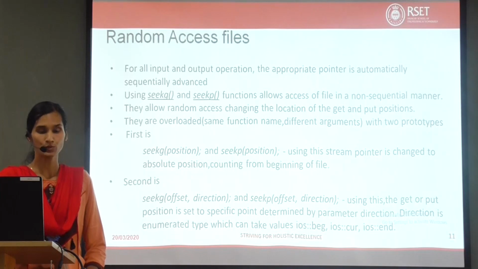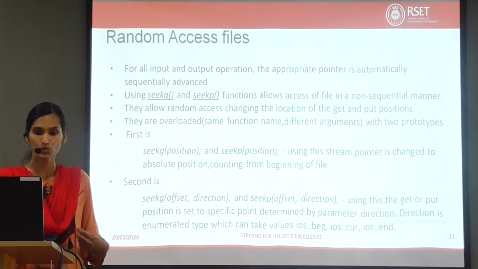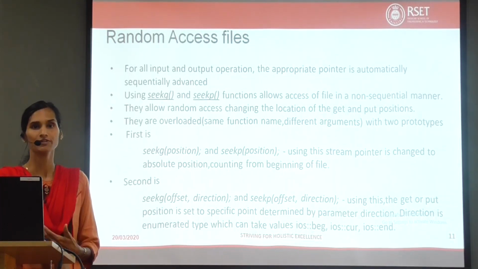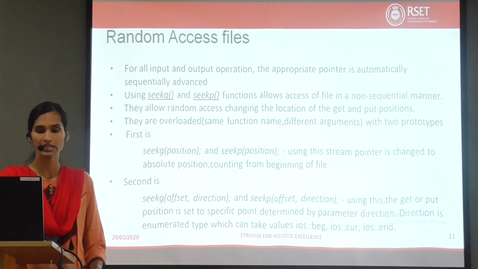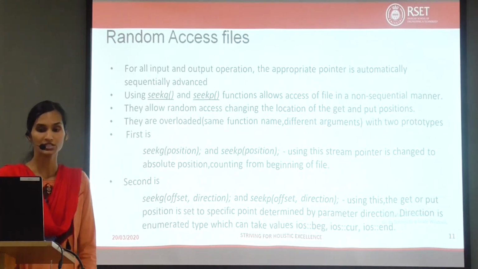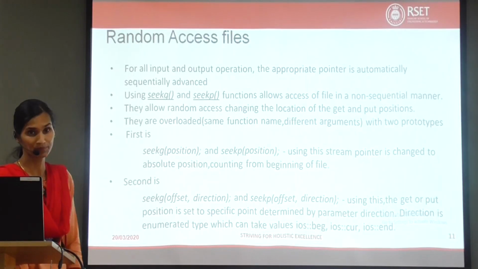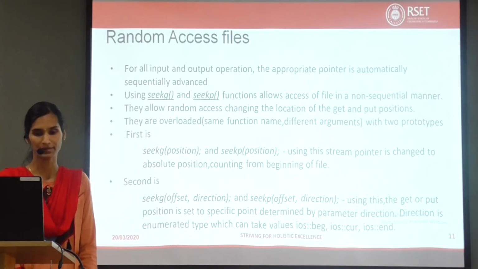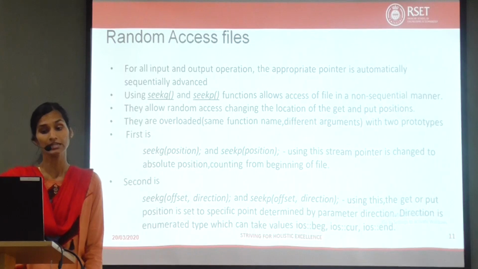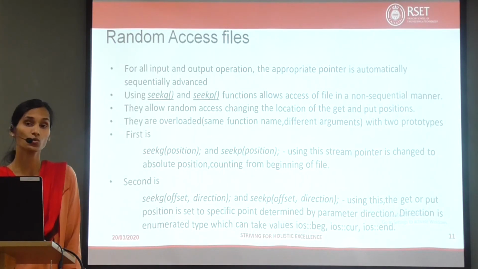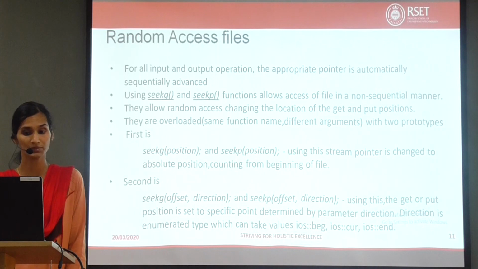So these get and put functions will be used, and they have to be told where to go in the file to be input, to be read or written. So for that case, we use the functions seekg and seekp for writing in a non-sequential manner. Now they allow random access, and as you can see, seekg and seekp can be overloaded, which means that you can use seekp and seekg with different arguments as well.